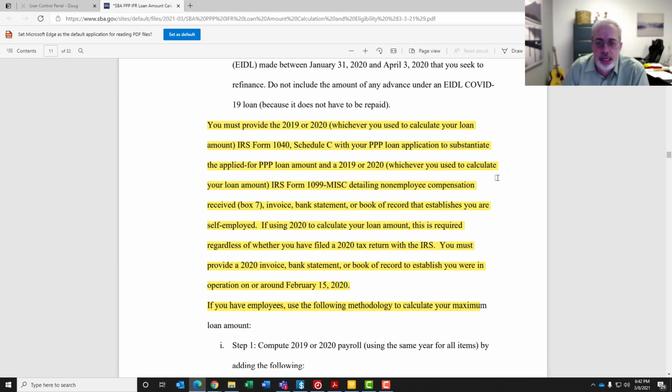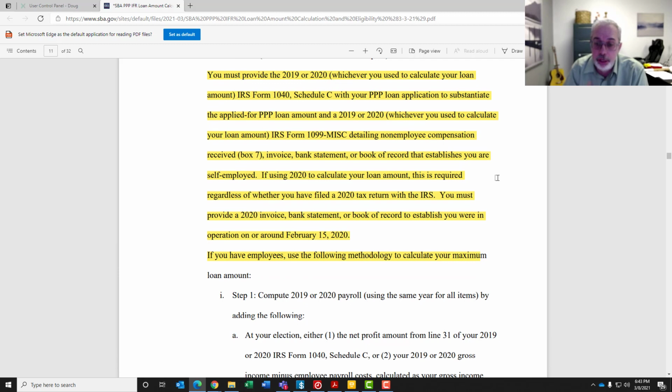And what they're saying is that you must provide a 2019 or 2020, whichever one you're using, Form Schedule C with the loan app to substantiate the loan amount. So you are going to have your Schedule C prepared. If you're doing 2020 and you haven't filed it yet, they've said that's okay. You still can provide a copy of the 2020 as you're going to file it. And obviously you're going to use whichever one is better for you, the 2020 or the 2019.